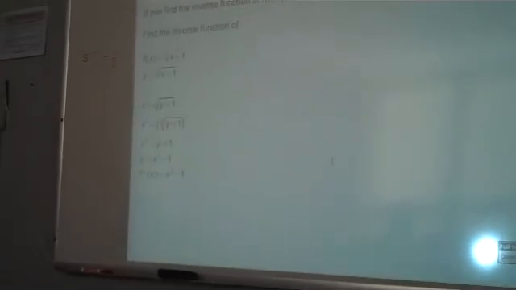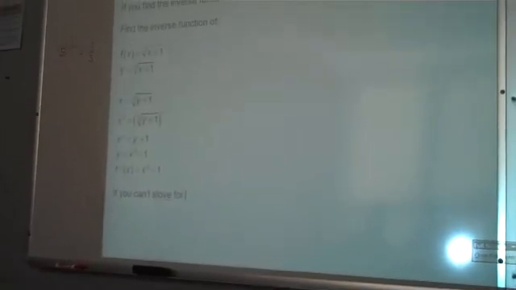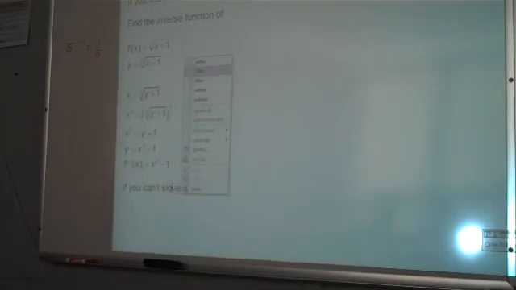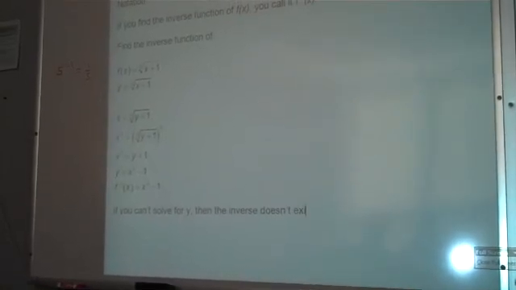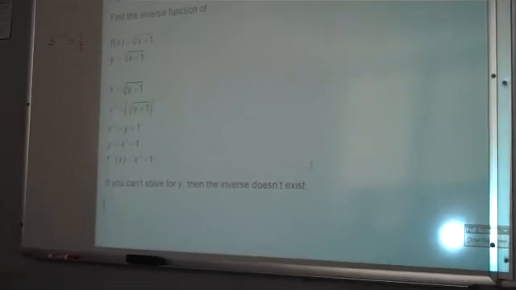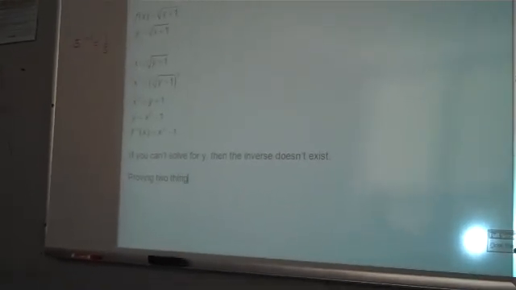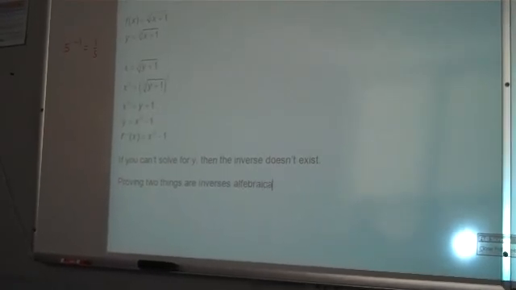There are a couple of types of functions I won't have time to do examples of. This process is the same no matter what. If you can't solve for y, then the inverse doesn't exist. Now, proving two things are inverses, algebra.